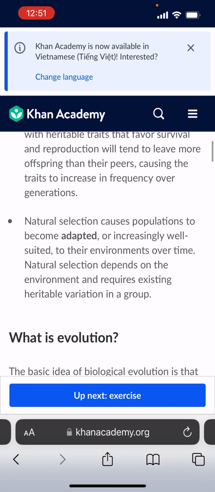Natural selection causes populations to become adapted, or increasingly well suited to their environments over time. Natural selection depends on the environment and requires existing heritable variation in a group.